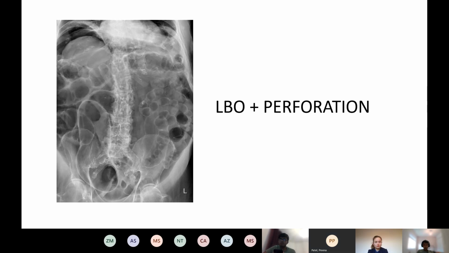Okay, next one. What's happened to this patient? Yeah, they perforated, well done. So you can see free air under their diaphragm, if you can't work out what the hell's going on in their stomach, which I can't either, but they perforated. So this is large bowel obstruction and they've popped, basically.